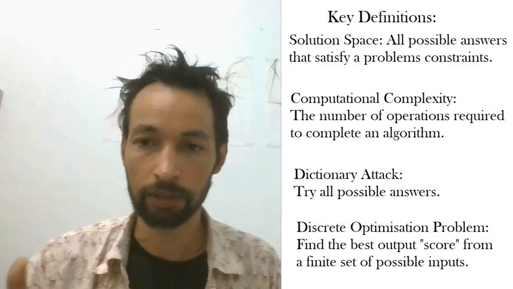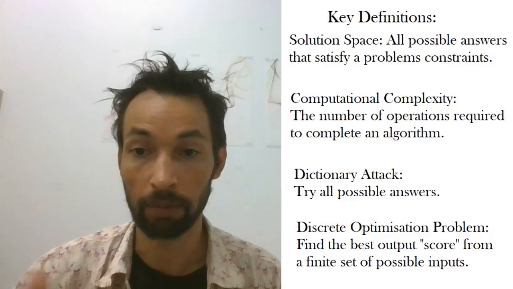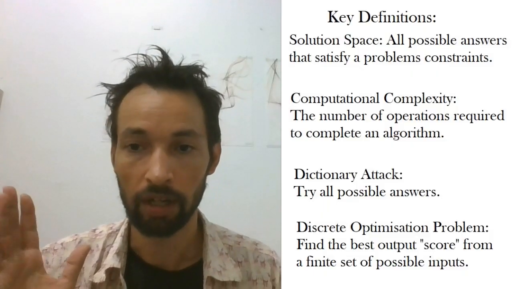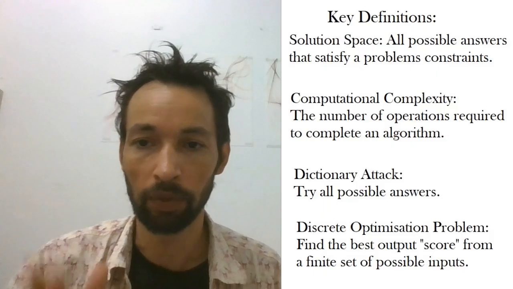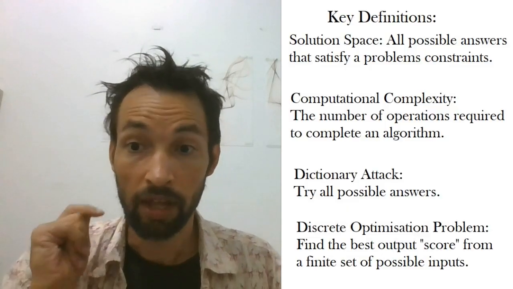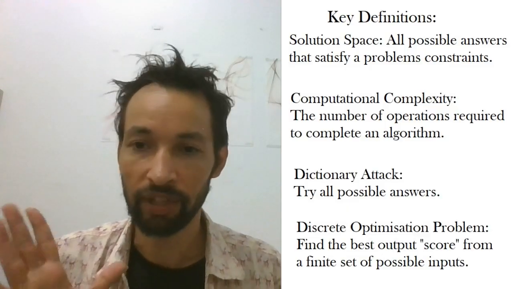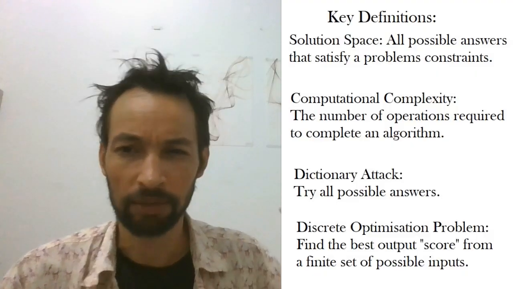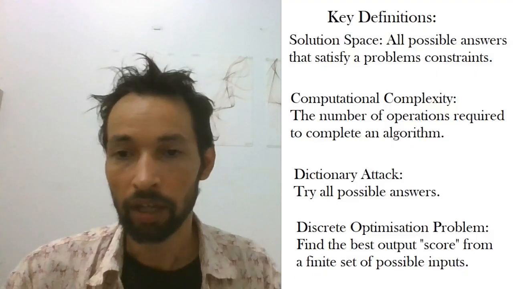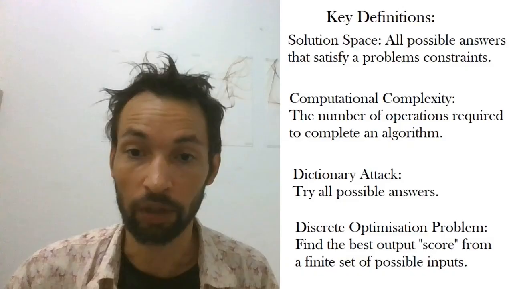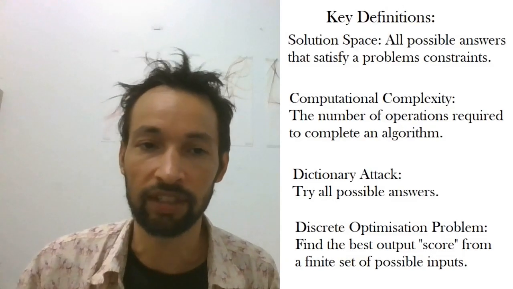Okay, so the solution space is all the valid guesses for a problem. In this problem, it will be all the 4 by 4 matrices with 1 to 16 inside it. The computational complexity is how many steps it takes an algorithm to solve a problem. Computer scientists measure this with equations. We're not going to use any equations in this video.